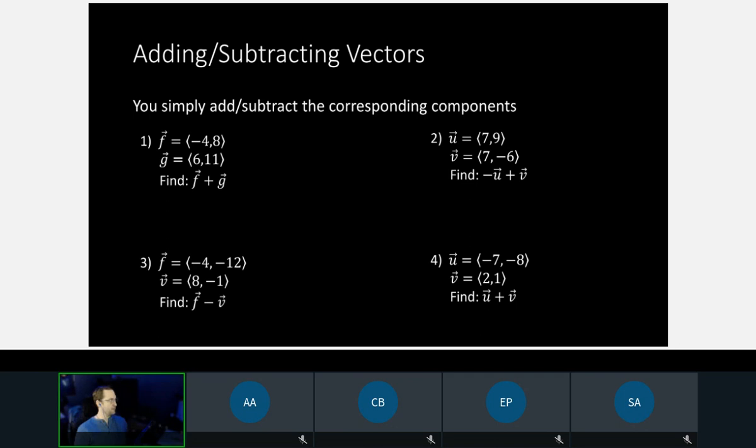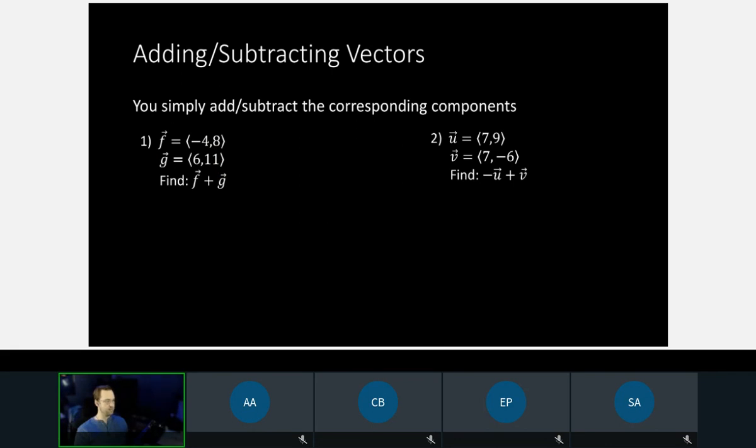All right, adding and subtracting. So all you do is simply add or subtract the corresponding components. For this one, we have vector f. This is vector g, and we are adding them. So the corresponding components will be x, and then 8 and 11. So you just do -4 plus 6 and 8 plus 11. That easy. So everyone, go ahead and do number 1, and I will give you 30 seconds to finish number 1.